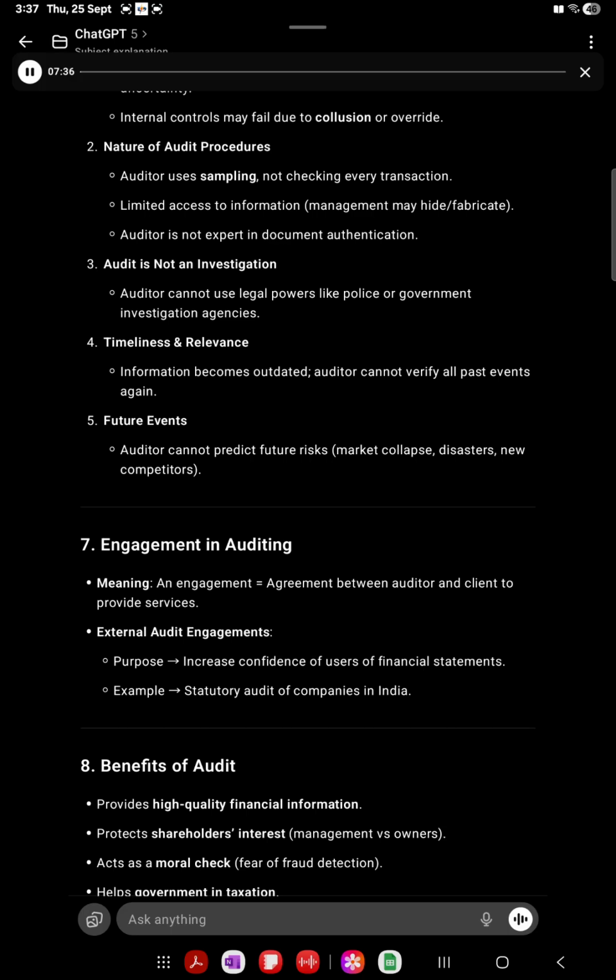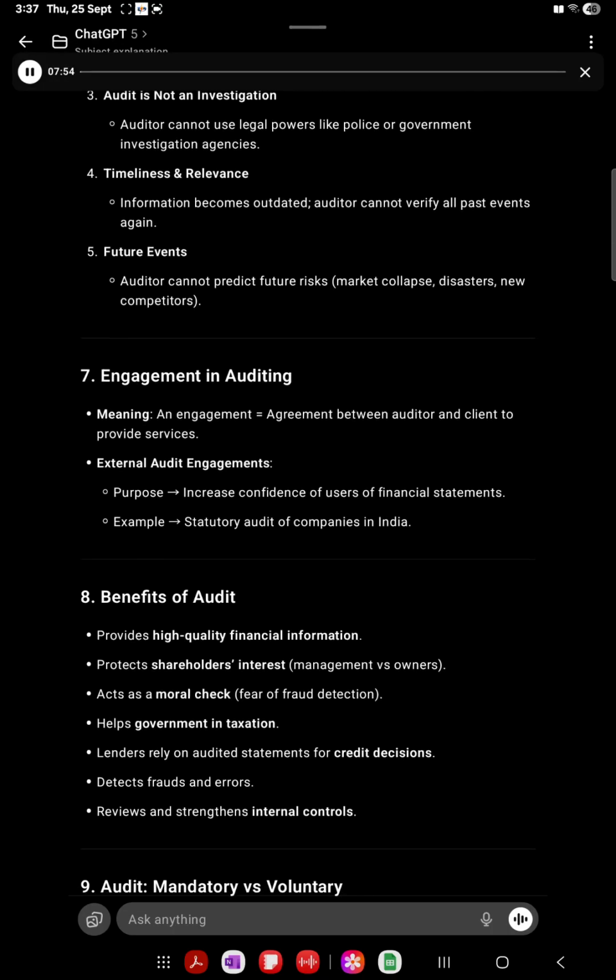3. Audit is not an investigation. The auditor cannot use legal powers like police or government investigation agencies. 4. Timeliness and relevance. Information becomes outdated. The auditor cannot verify all past events again. 5. Future events. The auditor cannot predict future risks, market collapse, disasters, new competitors.